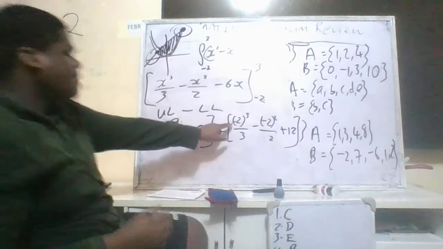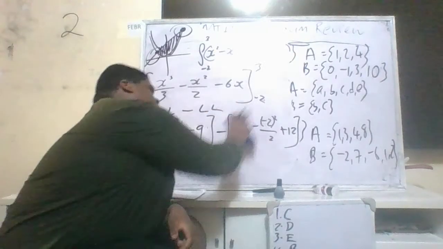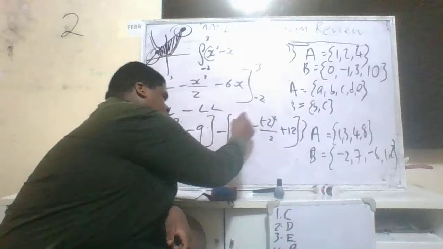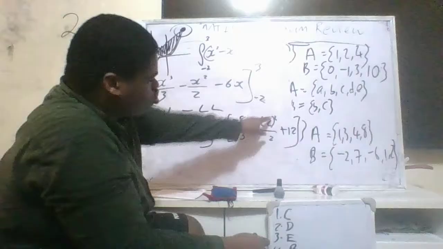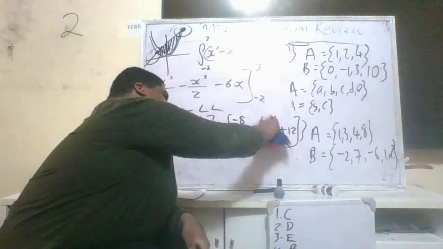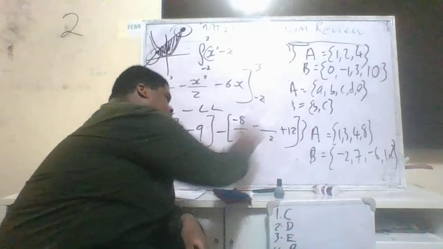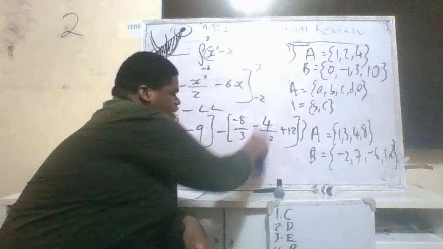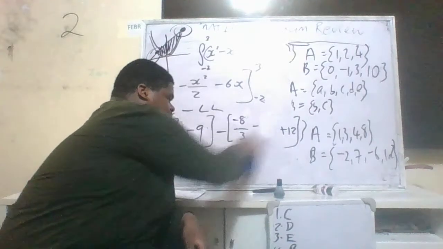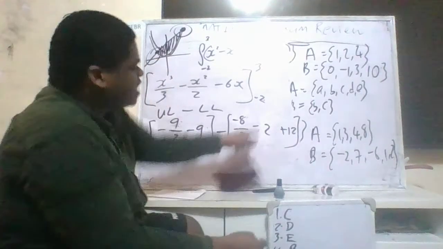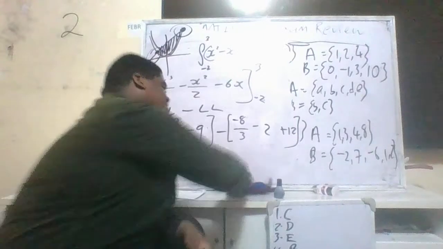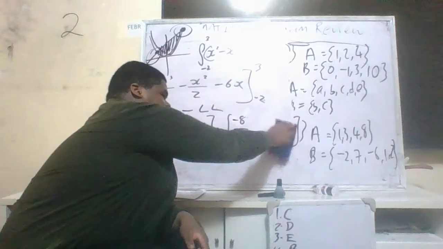So here we have minus 2 to the power of 3, which is minus 8. Minus 2 to the power of 2 is 4. 4 divided by 2 is 2. So here we have negative 2 plus 12. That is plus 10, positive 10.